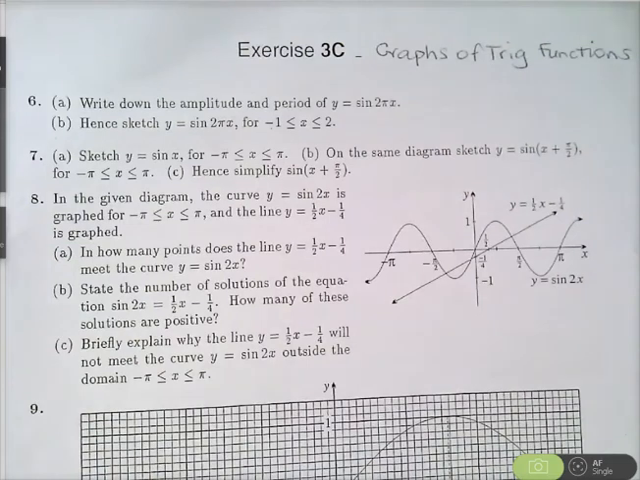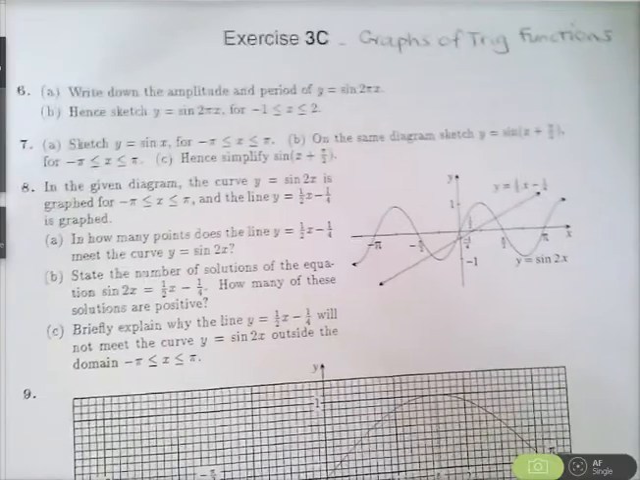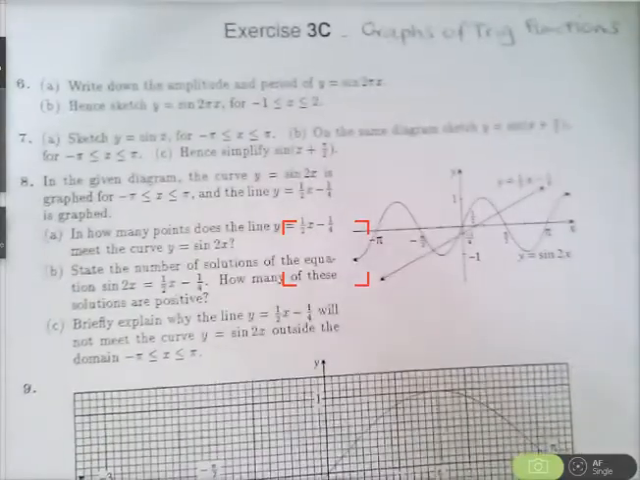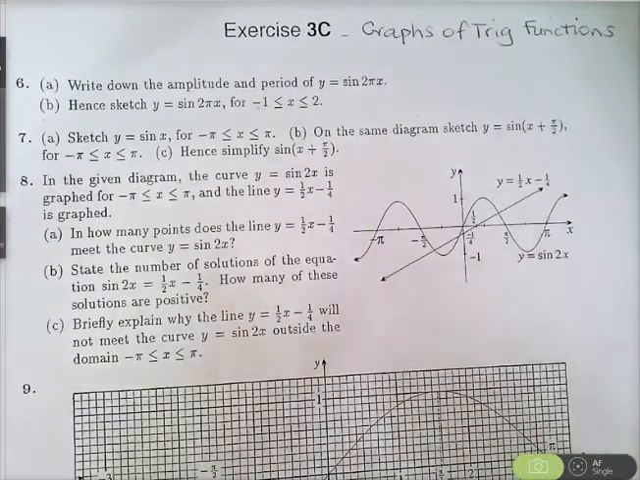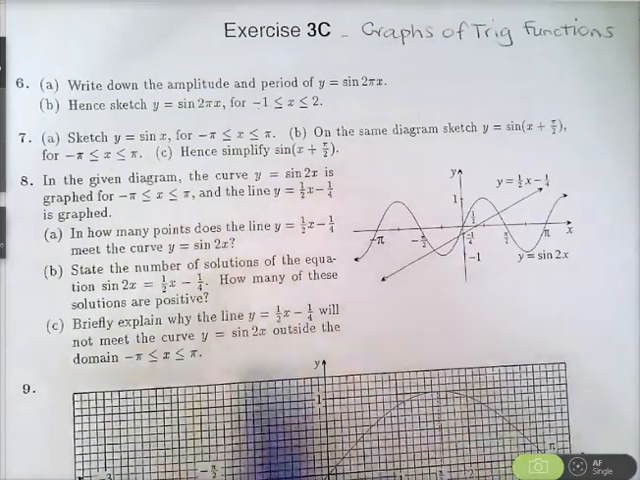Okay, this is exercise 3C from the end of your graphs booklet, the one that we were doing yesterday. Exercise 3C from your graphs booklet. Okay, question 8. I just want to look at this one.